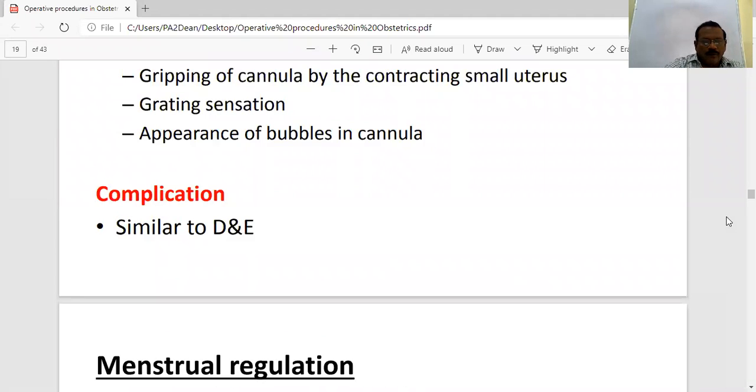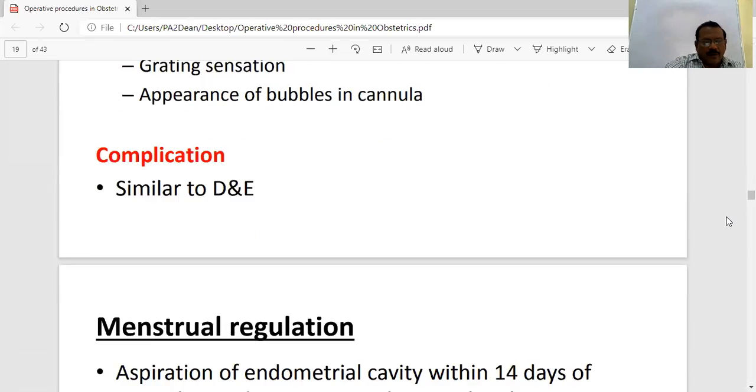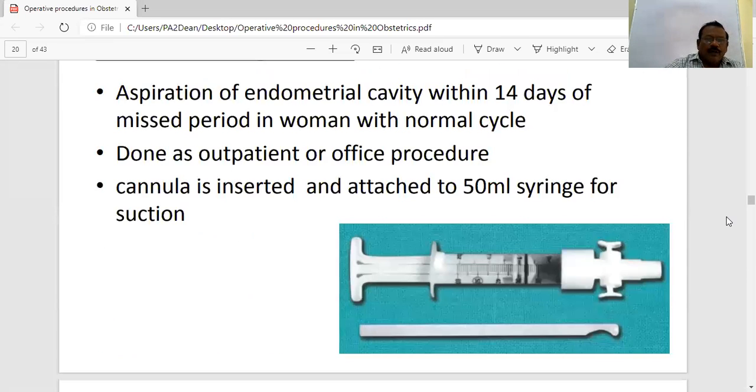Complications are similar to dilatation and evacuation, like excessive bleeding, perforation, cervical lacerations. These are the complications. Coming to the menstrual regulation, aspiration of endometrial cavity within 14 days of missed period. That means around 6 weeks. Missed period in women with normal cycles. Done as an outpatient or office procedure.